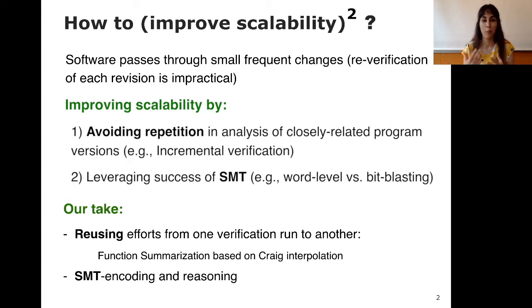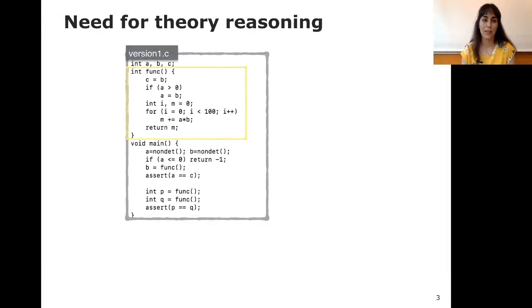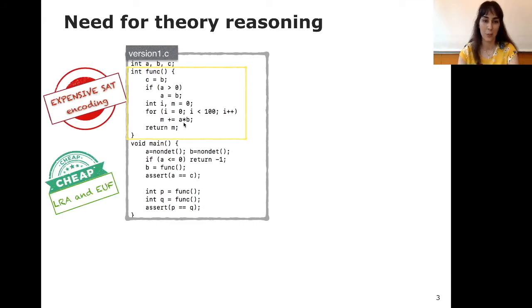And for this, our main instrument will be function summarization technique based on Craig interpolation. And we also try to exploit SMT encodings and the corresponding SMT reasoning. To illustrate the concepts our tool uses, let's look at this simple C program, which contains multiplication, which is known to be a very expensive operation for bit blasting in SAT encoding. But instead, if we encode this program with linear real arithmetic or some lightweight theories like uninterpreted function, we can actually quickly verify such program.